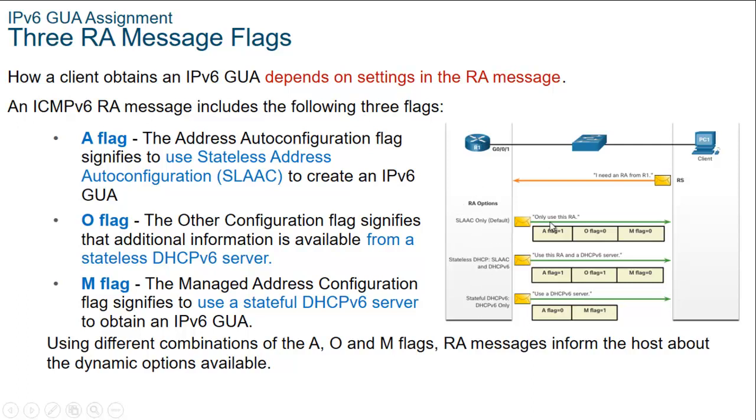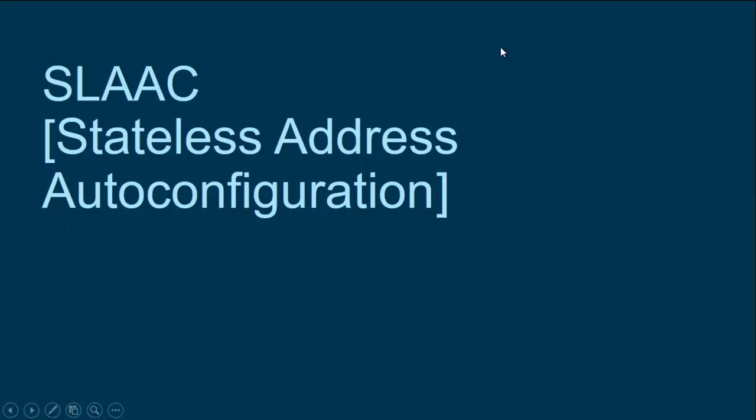If the RA is this, A flag is 1, O flag is 0, M flag is 0, that means only use this information to set up your GUA. If the RA says A flag 1, O flag 1, and M flag 0, this means that you get the basic information from the RA, but for additional information, you have to go to the DHCP server. If the A flag is set to 0 and M is set to 1, that means it is stateful DHCP version 6. You have to get all your information except the default gateway from the DHCP server. So let us look at SLAAC for a little bit.